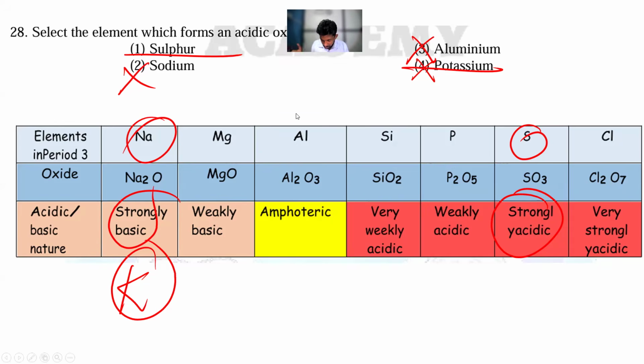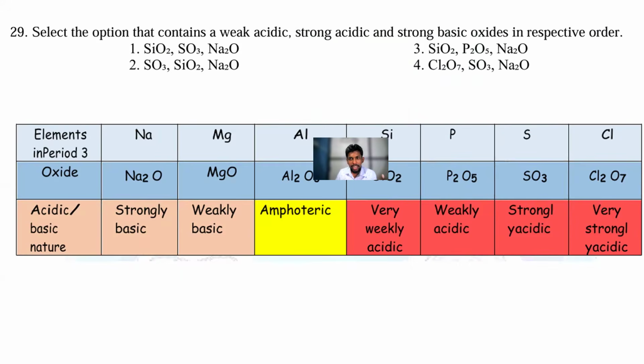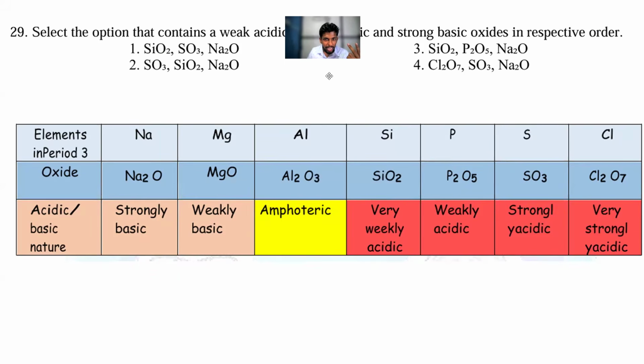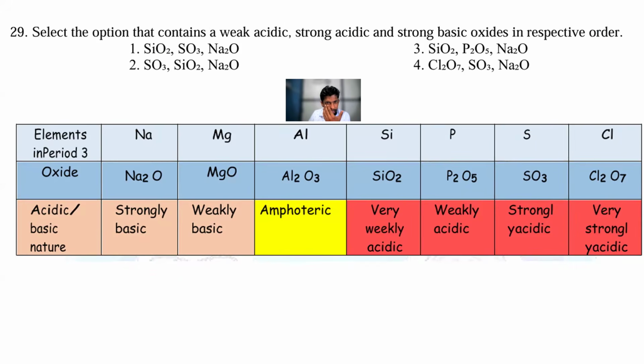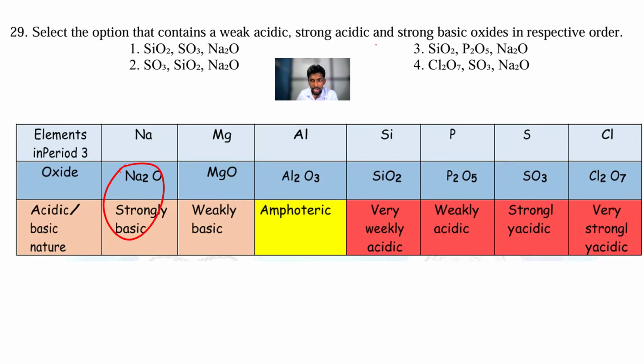Now we'll continue with the next question. Select the option that contains a weak acid, a strong acid, and a strong base. Weak acid, strong acid, and a strong base. Very weak acid only will come there. Strong base, sodium oxide. So all the answers are there. And strong acid, who is the strong acid here? Cl2O7.